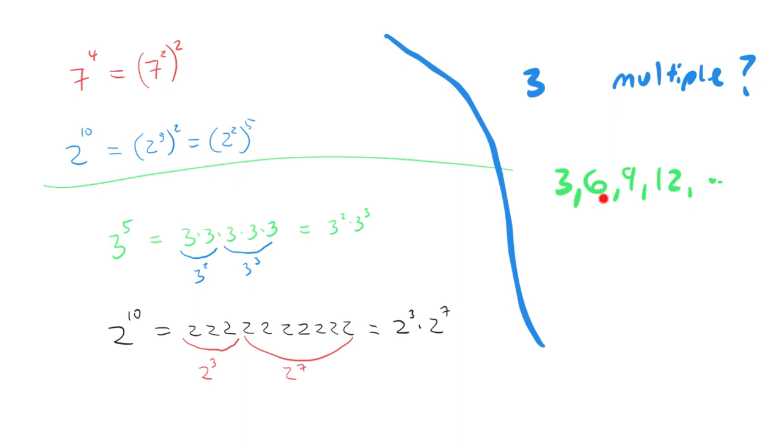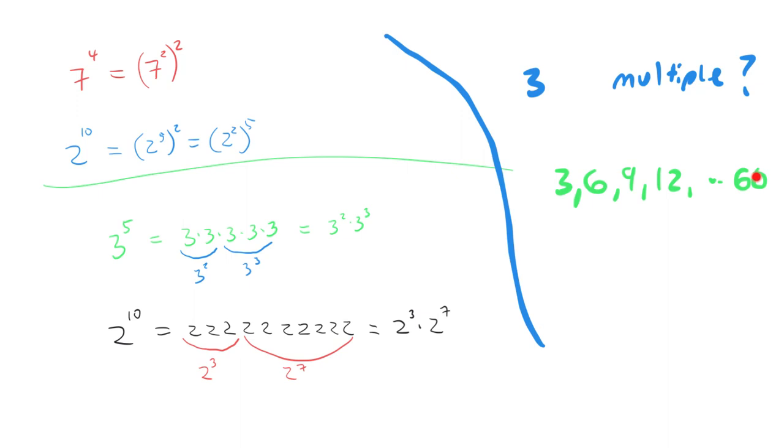So we know that 6 is a multiple of 3 because 3 times 2 gives you 6. We know that 9 is a multiple of 3 because 3 times 3 gives you 9. We know that 12 is a multiple of 3 because 3 times 4 gives you 12. You know what else is a multiple of 3? Let's see, I don't know, 60. You know why? Because 3 times 20 gives you 60.